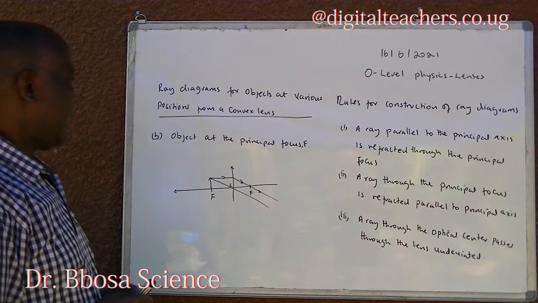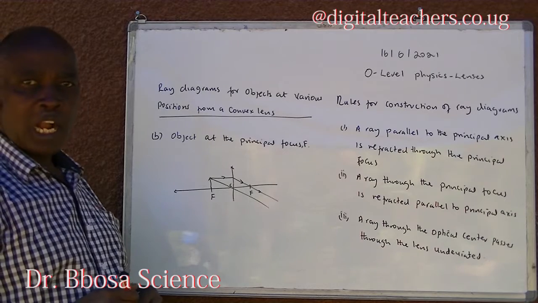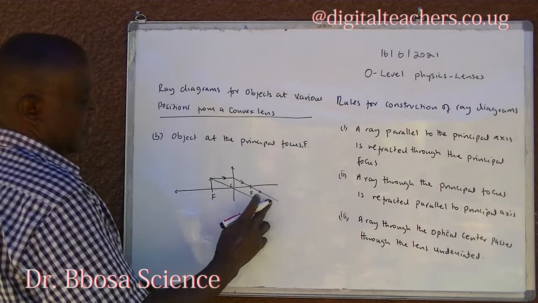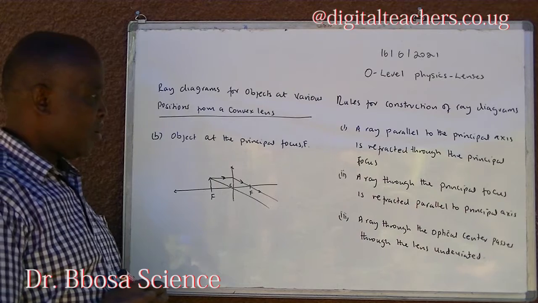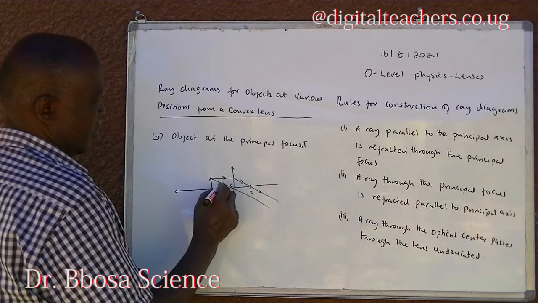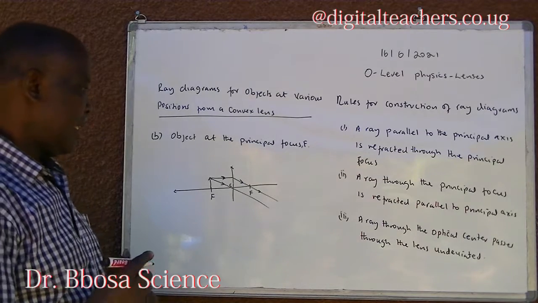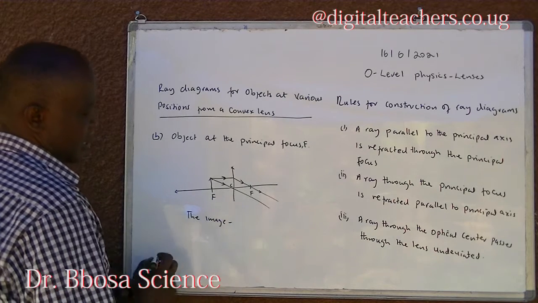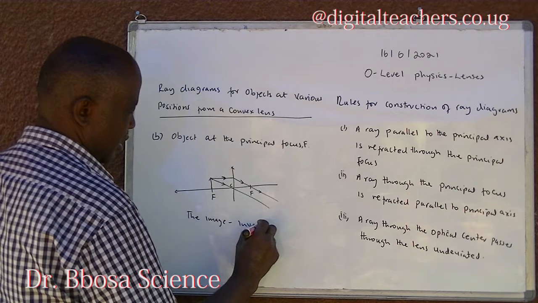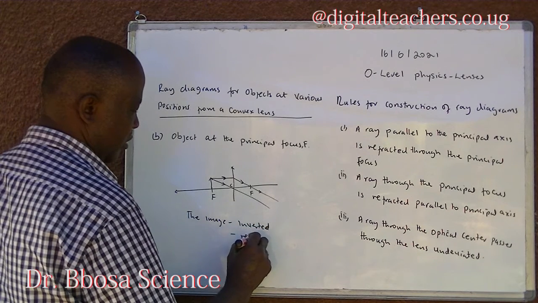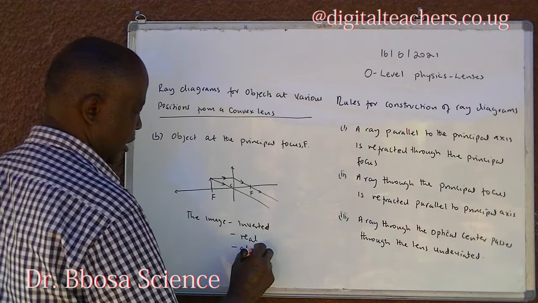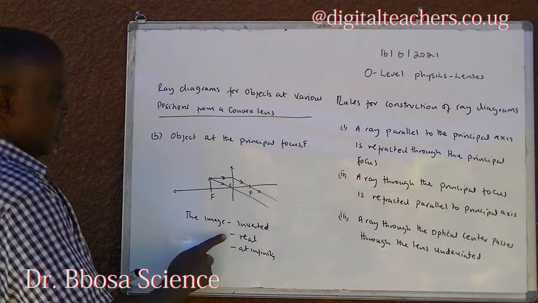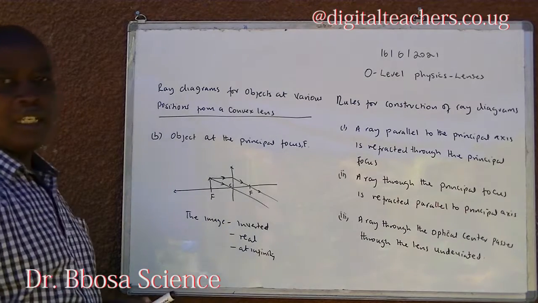B. Object at the principal focus, capital F. The ray parallel to the principal axis is refracted through the principal focus. The ray through the optical center C passes undeviated. The image is inverted, real, at infinity. So the image formed is inverted, real, and is at infinity.